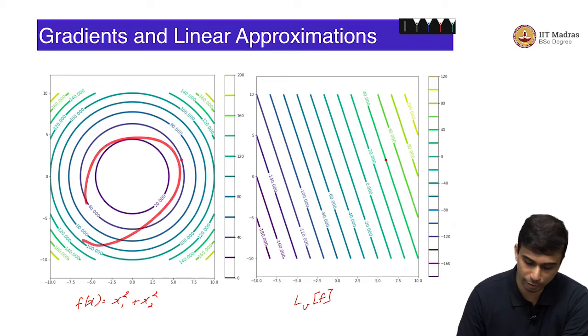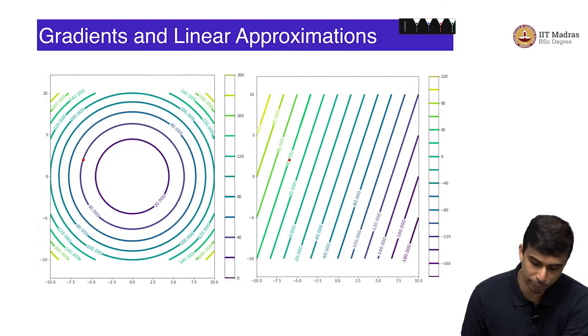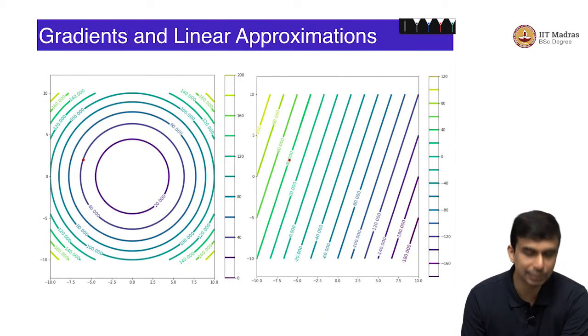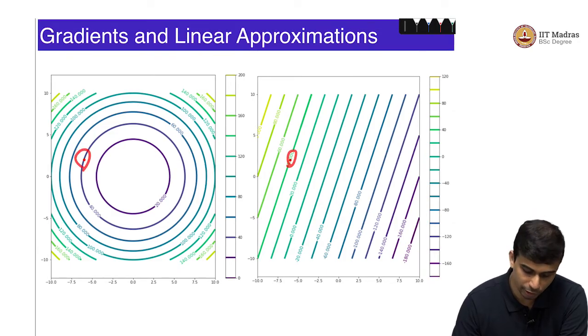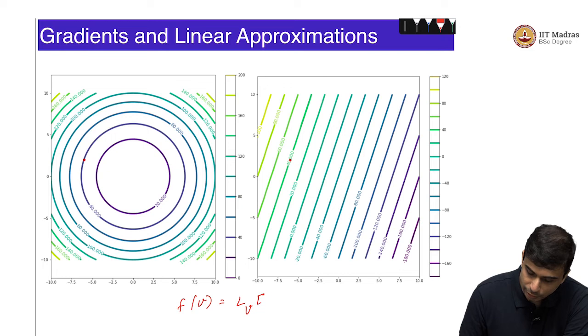If you want to approximate the function f around the point 6 comma 2, this is the linear approximation. But if you want to approximate the same function around a point, let us say minus 6 comma 2, the linear approximation changes. You still have that property, that is at the point you have 40 here and 40 here. Right. The f of v is exactly equal to L_v of f evaluated at v.